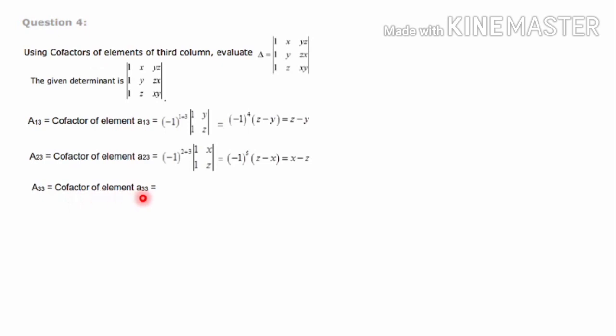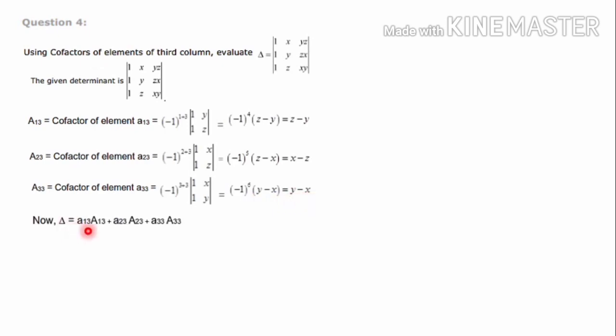Next is a33, that is the cofactor of element a33. The a33 element is xy, that is equal to minus 1 the whole power 3 plus 3 into, that particular row and column is removed and 1x 1y, the elements we have written here as a determinant, that is equal to minus 1 the whole power 3 plus 3, that is 6, minus 1 the whole power 6 into 1 into y. 1 into y is y, 1 into x is x, so y minus x. Since minus 1 the whole power 6 is plus 1, into y minus x is y minus x.